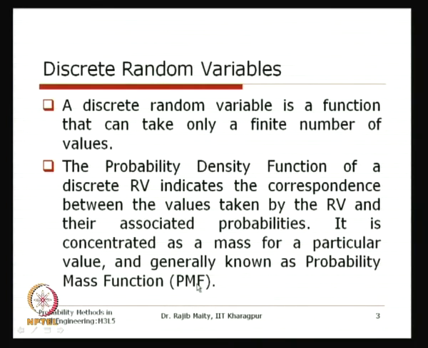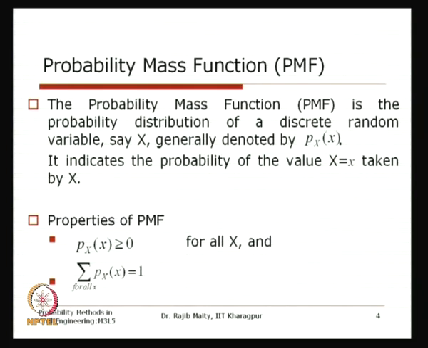So, when we say it can take some finite number of values, here the probability is not treated as a density; rather we treat the probability as concentrated at those values which the random variable can take. It can be treated as a mass concentrated at that particular value, and that is why this distribution is generally known as the probability mass function.